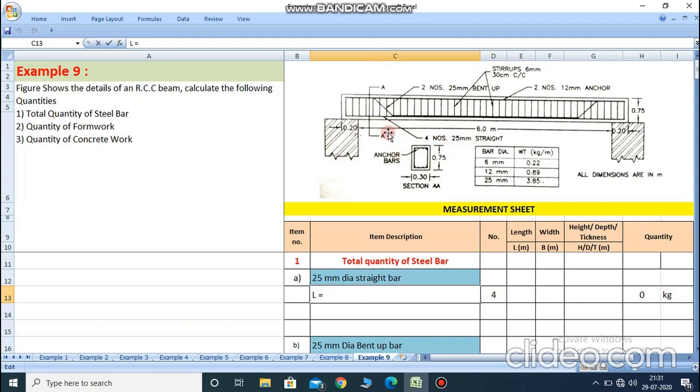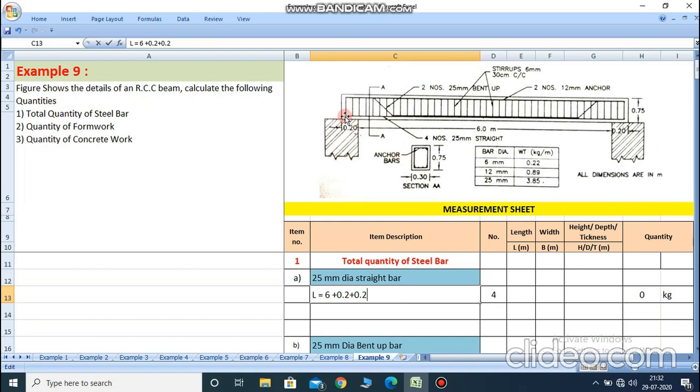For finding out the length of the bar, the distance between the two walls is given. See my cursor point. This distance is given as 6 meter, wall to wall, internal to internal distance, and 20 centimeter and 20 centimeter on both sides, left and right side, supported length is given. So here total length is 6 plus 0.2 plus 0.2. Clear? So here total length is 6.4.